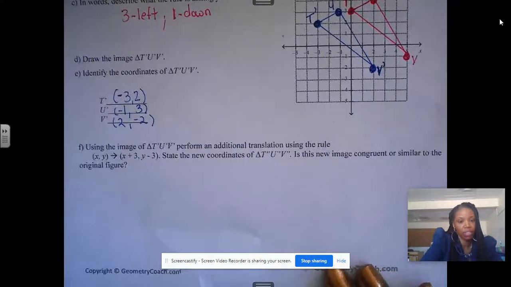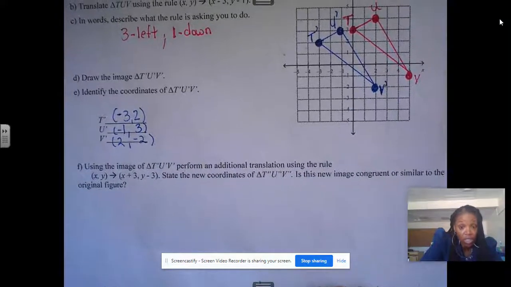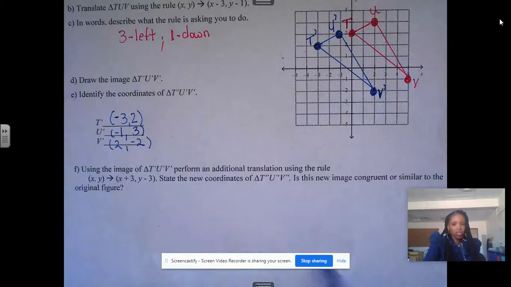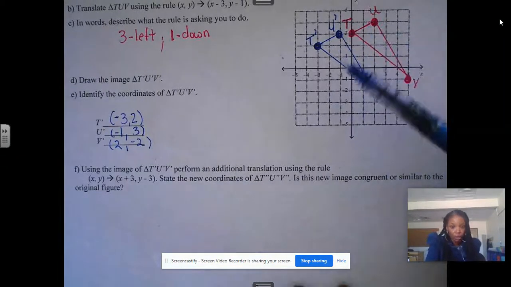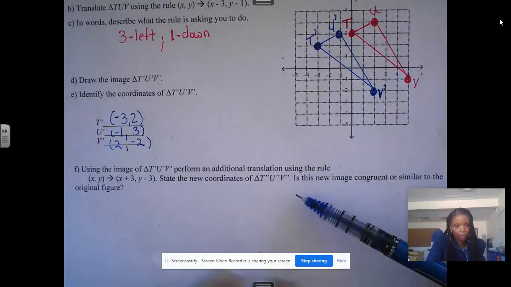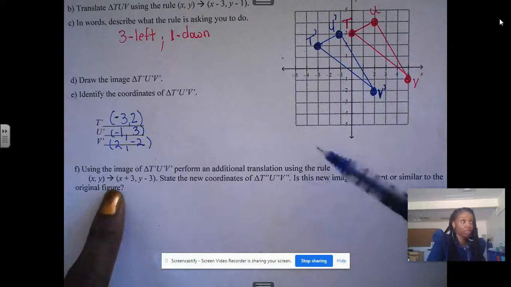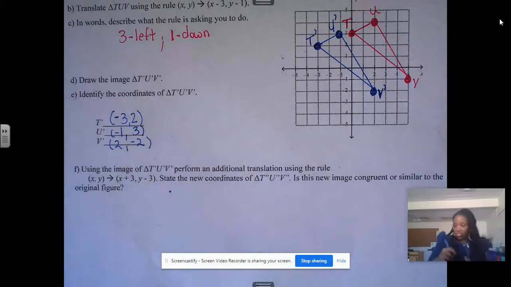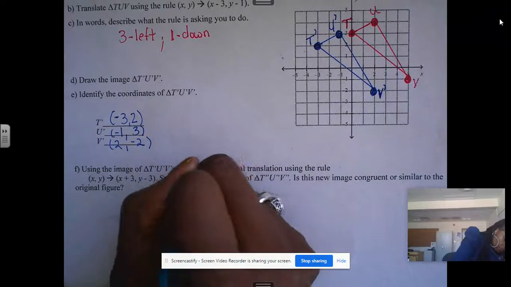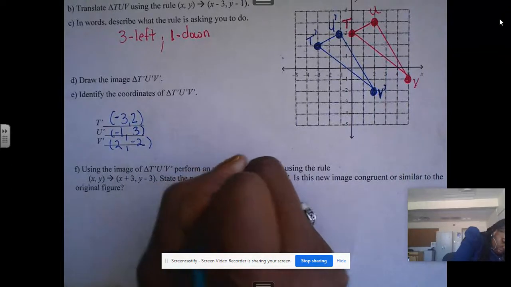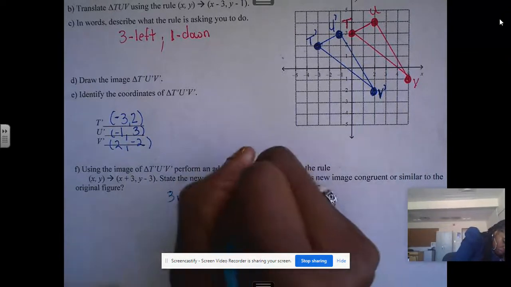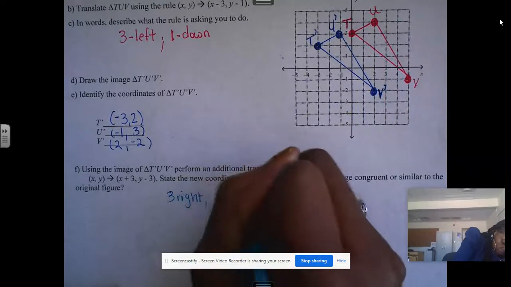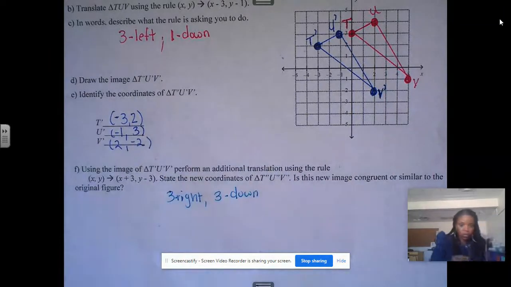Now, last one we have to do is F. They want you to translate this prime one to create prime prime. And what you're going to do, you're going x plus 3. So I'm doing what? 3 to the right. I should do this in a different color so I can stick to it. So this is 3 to the right. And that y is subtracting, so that'd be 3 to the right, 3 down. Okay, so 3 to the right, 3 down.